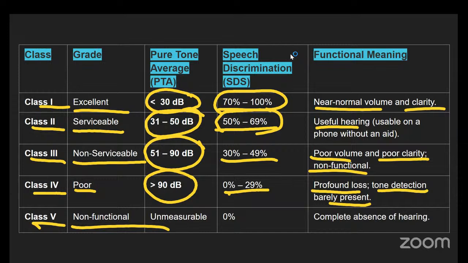It's easier to remember these charts if you assign something to these percentages. Like when I'm saying speech discrimination score 70 to 100%, this means that the patient is understanding 70 to 100% of the said speech. So if you assign these sentences to the classification, it's going to be a lot easier to remember.